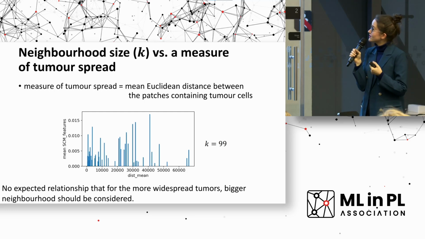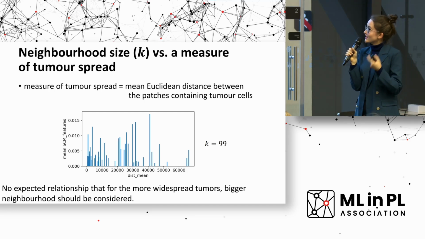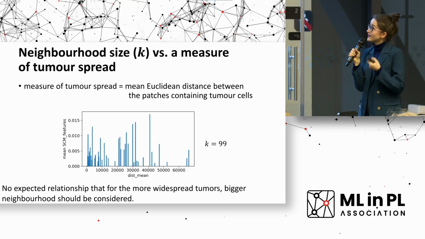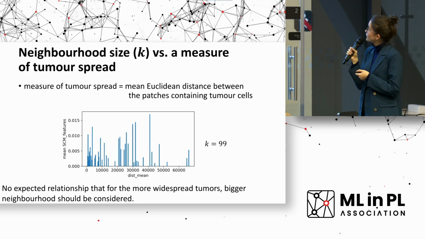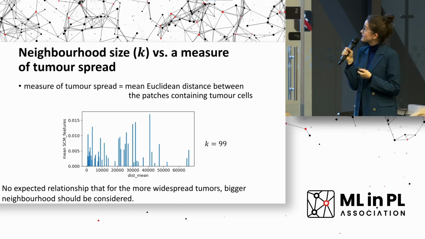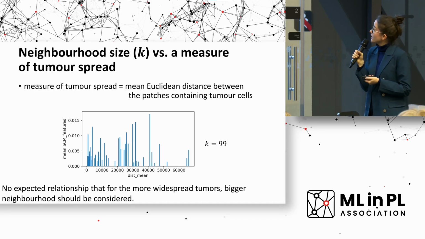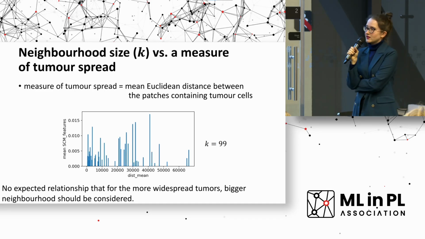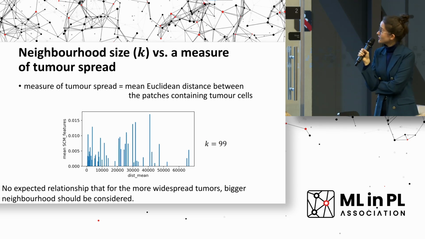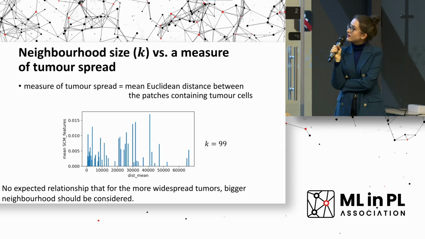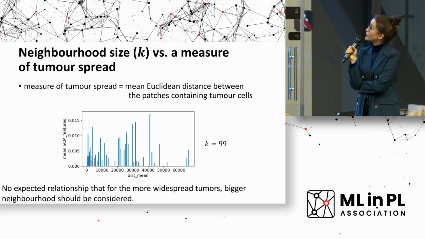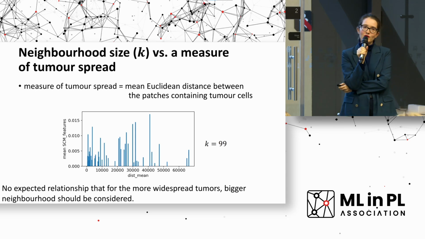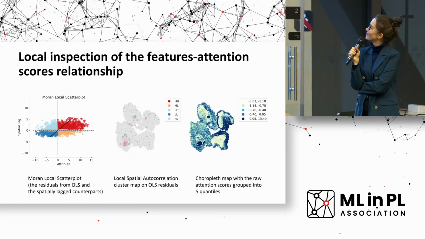And we hoped that we'll see that in these cases where the tumor is widespread, then the K should be bigger, and so the spatial context measures should be bigger. And we have the plot for the biggest analyzed K, equal to 99. And we can see that actually there's no expected relationship, saying that for more widespread tumors, bigger K should be applied. So this is something that we could test that is maybe against our first intuition.